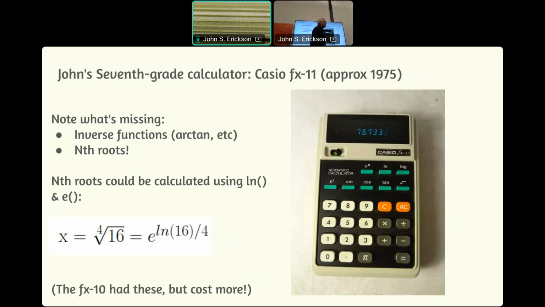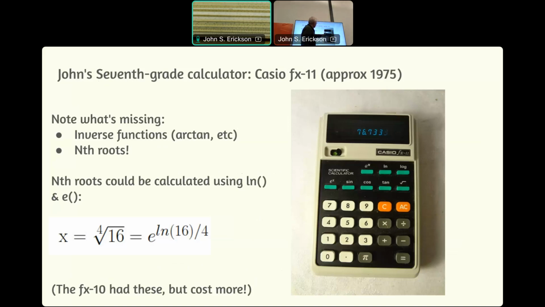The FX11, notice it's got trigonometric functions on it, and it's got powers. It doesn't have an nth root. I can do a square root, but I can't do the nth root of something. And it doesn't have arc functions. It doesn't have inverse trigonometric functions.